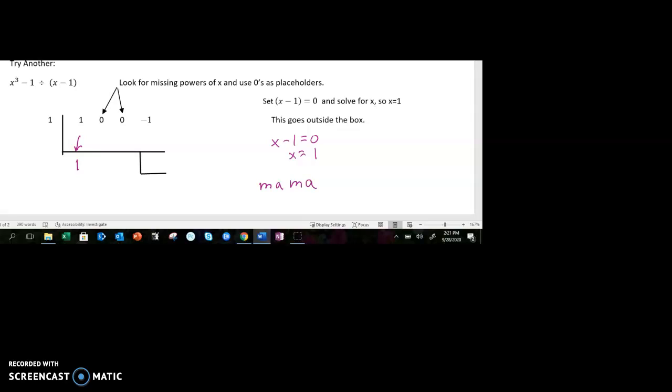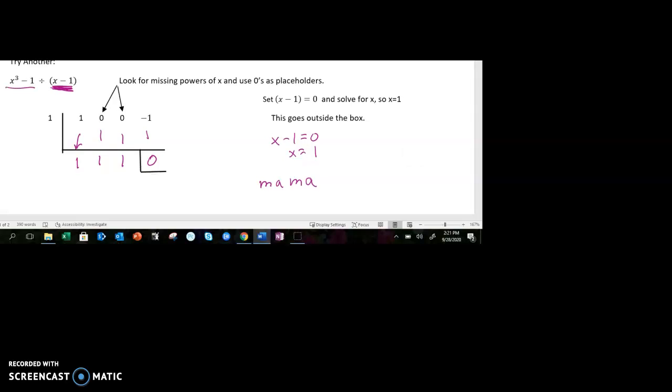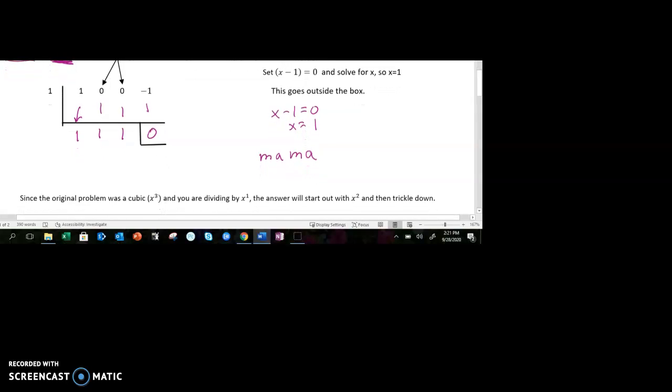So we multiply, 1 times 1 is 1. Now we add, we get 1. We multiply, 1 times 1 is 1. We add, and we get 1. 1 times 1 is 1. We add, and we get 0. Again, we got 0, which means that x minus 1 is a factor of x cubed minus 1. It went into it evenly with a remainder of 0.